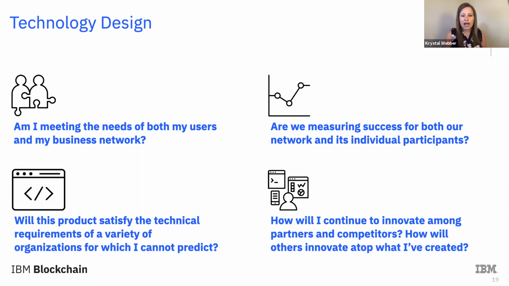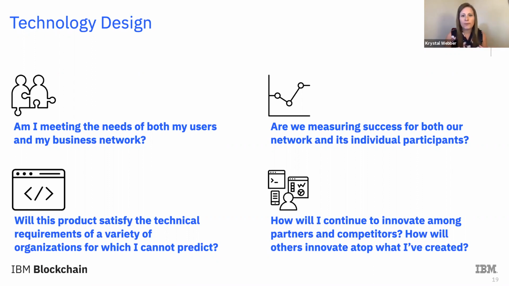And so with that in mind, how do we measure success, both for the network as a whole, but also for individual participants? What does that look like on our platform? And then we have to think about some of the technical implications as well. So is this product going to satisfy the technical requirements of a number of organizations that maybe I can't predict yet? How can I create an open system to allow us to grow as the network wants to grow and change and operate differently over time?